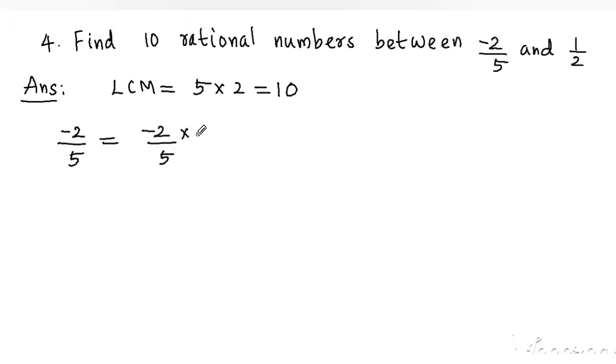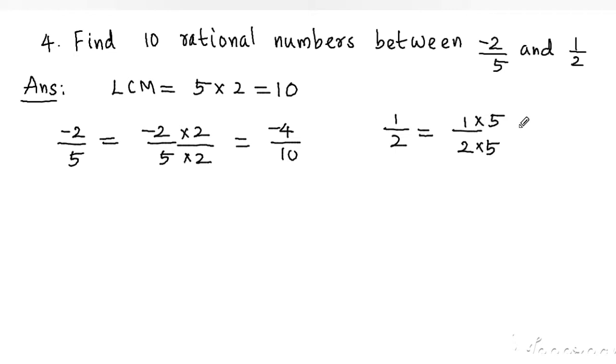Multiply negative 2 by 5 by 2 and you will obtain negative 4 by 10. Then multiply 1 by 2, the numerator and denominator, by 5, and you will obtain 5 by 10. Okay, so you can see there are so many numbers in between these. We have to list 10 of them.